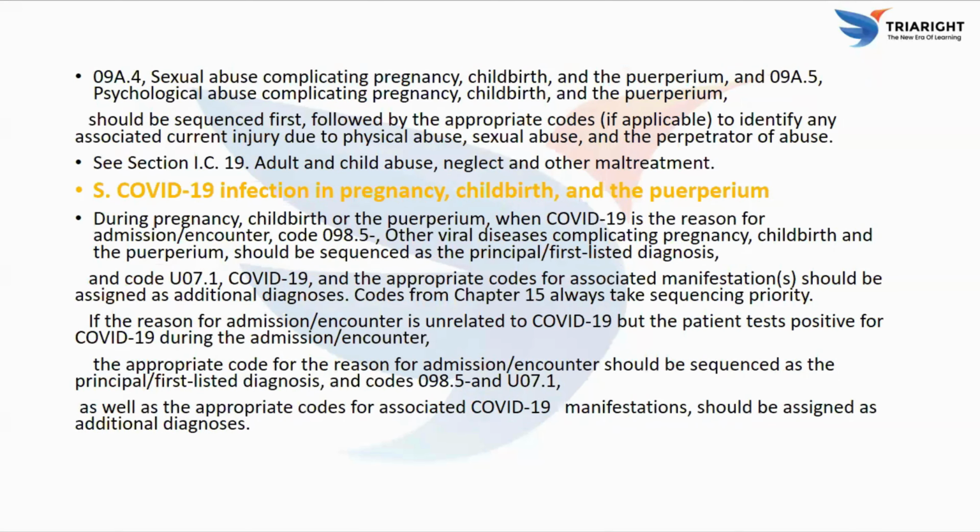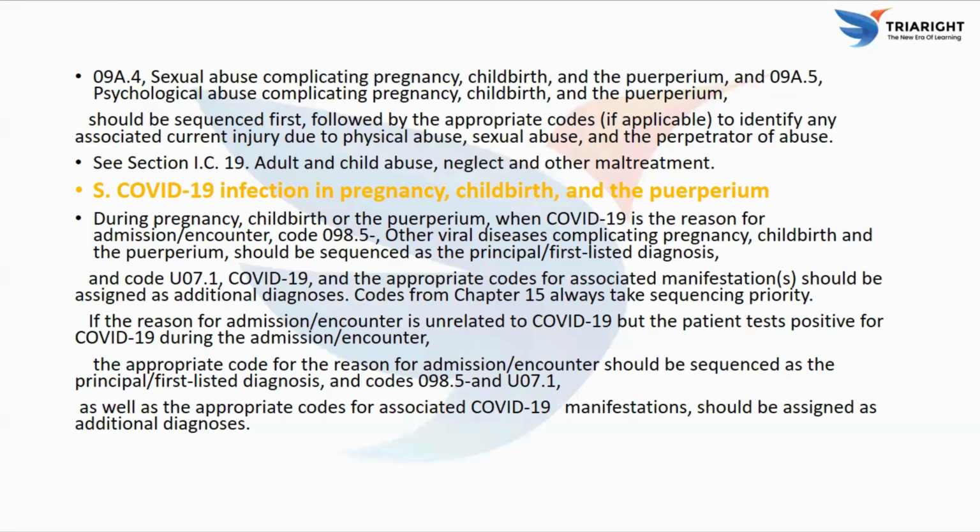So part 1 is when COVID-19 is the main reason for the hospital admission. If a pregnant woman comes to the hospital because she has COVID-19, then what is the first listed or principal diagnosis? O98.5, other viral diseases complicating the pregnancy, childbirth and puerperium. This is always the first code because chapter 15 codes come first. And what is the additional code? U07.1 for COVID-19, then any other associated conditions, for example, pneumonia, respiratory failure.